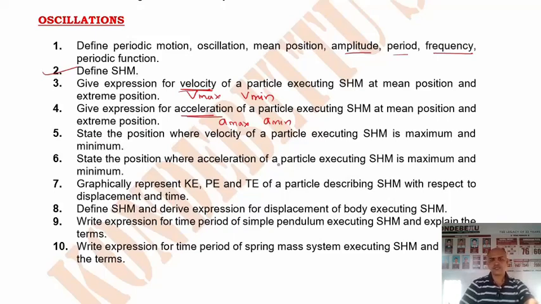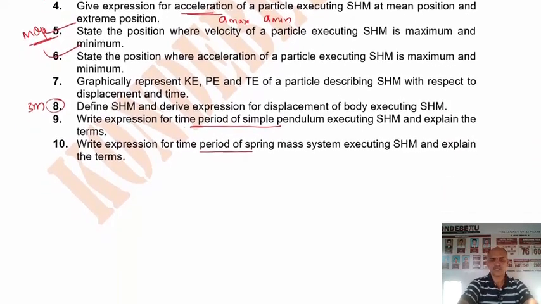State the position where acceleration is maximum, velocity is maximum, fifth and sixth. This is asked in the model question paper. Define SHM and derive the expression for displacement of a body executing SHM. This he may ask for 3 marks. Then similarly, you are required to write formulas for the time period of a simple pendulum and spring mass system. So if you do these questions, it's more than sufficient for 2 and 3 marks.